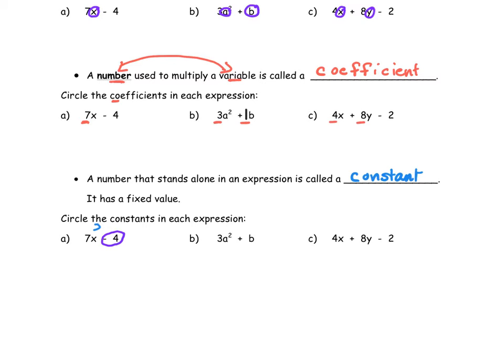Now let's look at C. I'd like you to try C on your own. Can you tell me if there's a constant, no constant, or more than one constant? In this example, 4 is working with x. 4 is a coefficient. 8 is working with y. 8 is a coefficient. But 2 is a constant. It doesn't have a variable with it. It's a fixed value. So we're going to go ahead and circle 2.